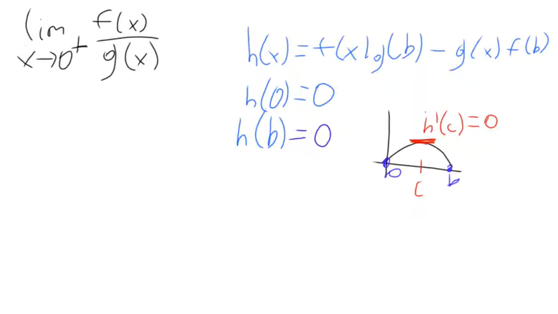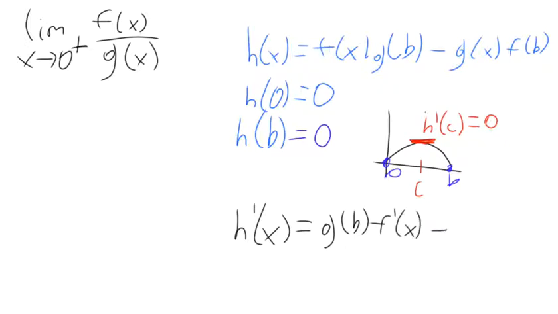So let's go ahead and find h prime of x by just taking the derivative on both sides here. So we know that h prime of x equals, well, g of b is a constant, so I will just keep that. That's a constant multiple. And then the derivative of f of x is f prime of x. And then we will minus, again, we have f of b being a constant multiple. And the derivative of g of x is g prime of x.